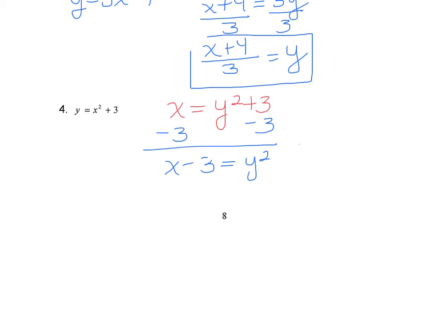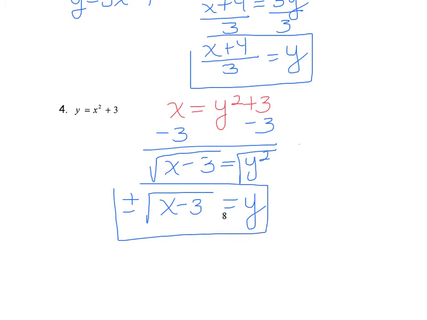How do we get rid of squaring? You're right, we're going to square root both sides. But remember, you need the plus or minus square root symbol. So on the right, squaring and square root cancel each other out. But on the left, we're going to get plus or minus the square root of x minus 3. Since I can't simplify that radical anymore, there's my inverse.